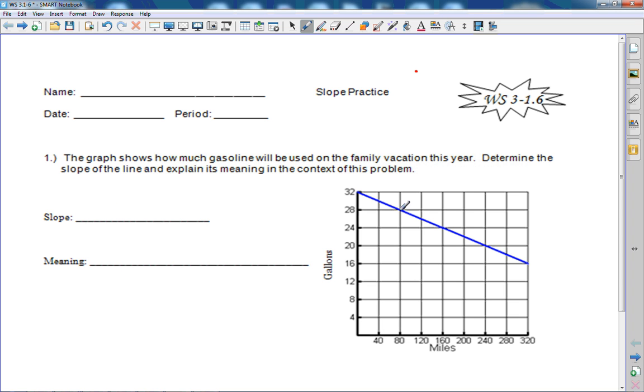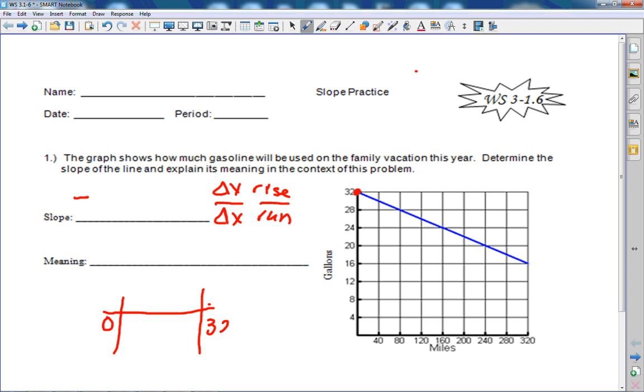Well, the slope, remember the slope is the angle of a line. It's delta y, the change in y over the change in x. Rise over run. Okay, first off, the line is going down, so I know my slope is going to be negative. One way you could do this is to find two ordered pairs, like right here. I see that I have 0, 32, and I follow the line and it crosses here at this point, which is 80 and 28.